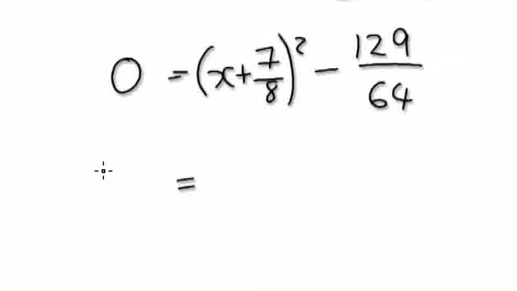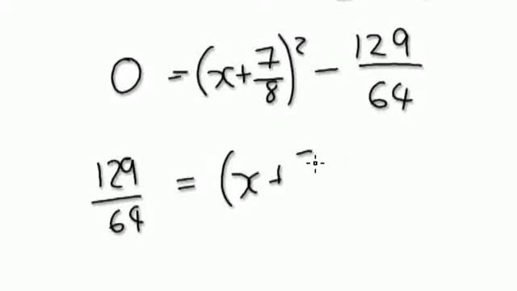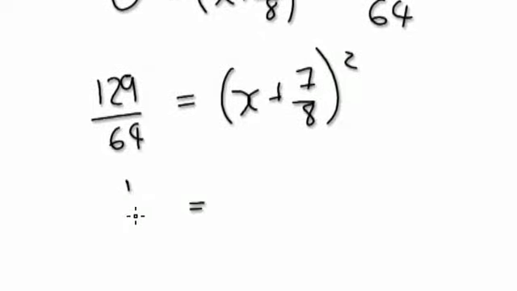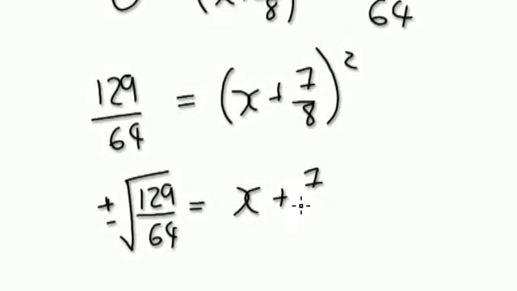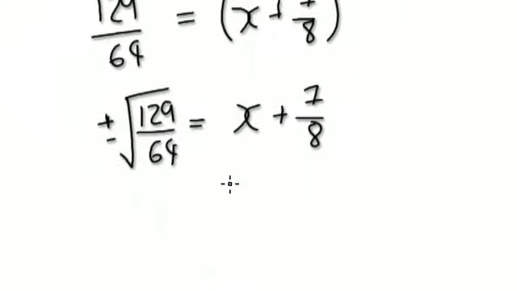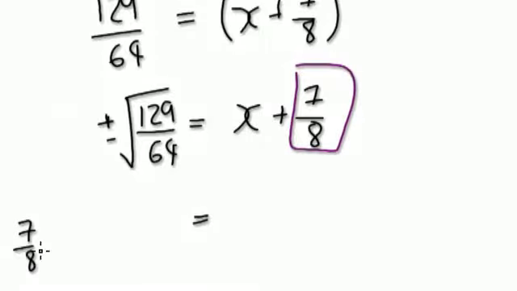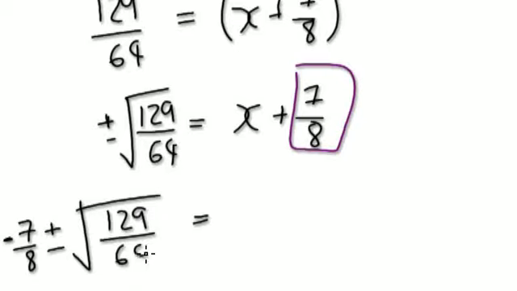Okay, so it will be 129 over 64 equals x plus 7 over 8 squared. Now square root both sides. So there will be two solutions, plus and negative root of 129 over 64 equals x plus 7 over 8, and then take away this fraction from both sides. So minus 7 over 8 plus and minus root of 129 over 64 equals x. So this here will be your answer. Okay.